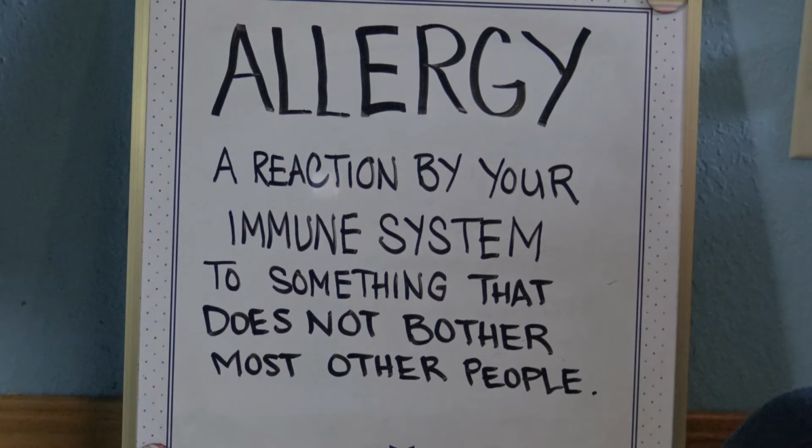Allergy. An allergy is a reaction by your immune system to something that does not bother most other people. People who have allergies often are sensitive to more than one thing. Substances that often cause reactions are pollen, well, lots of different things. But anyway, allergy is a reaction by your immune system to something uncommonly reacted to.